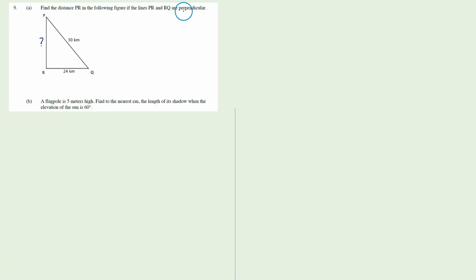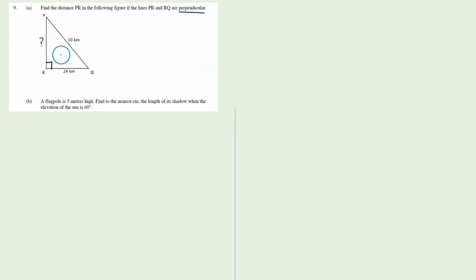What does that mean? Perpendicular. It means two lines are 90 degrees with each other. So now if we have a 90 degrees, we have a right angle triangle. So we are asked to find the missing side PR. What comes to mind? Well, we've got two sides and one missing side. And it's a right angle triangle. So we're going to use the Pythagoras theorem.